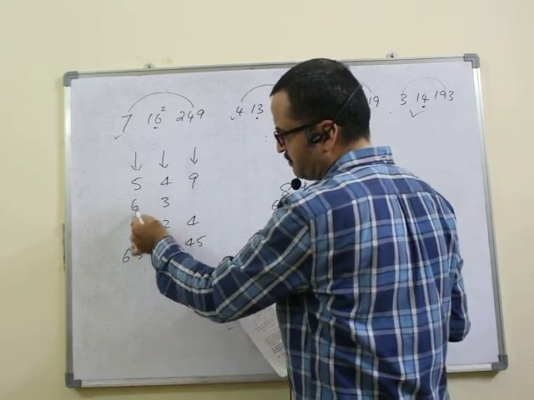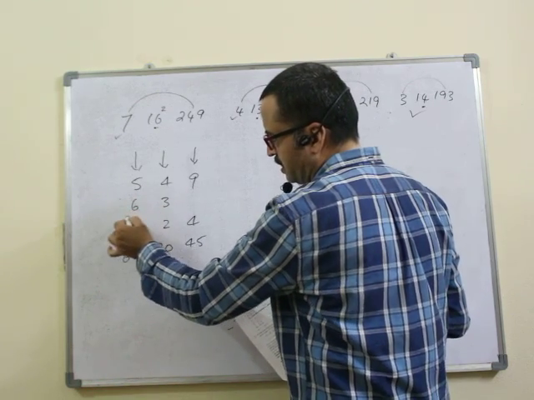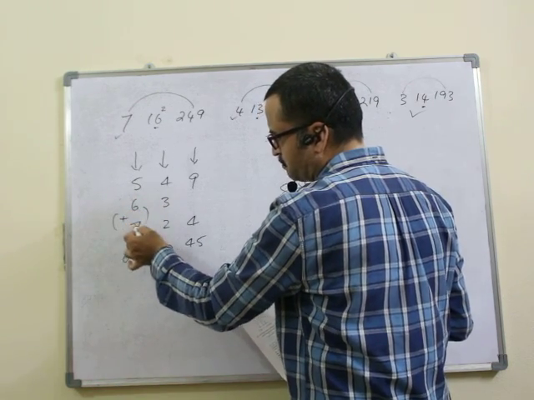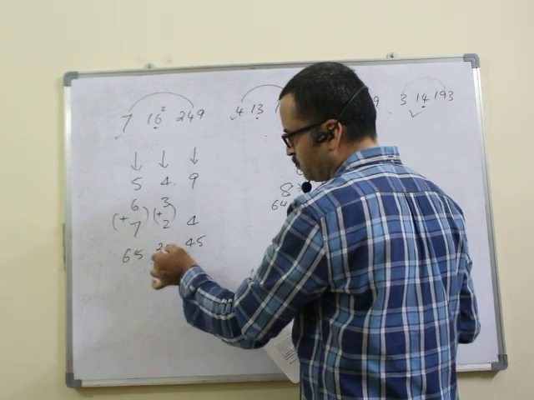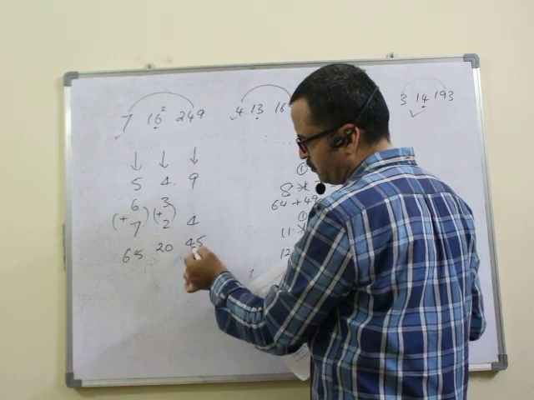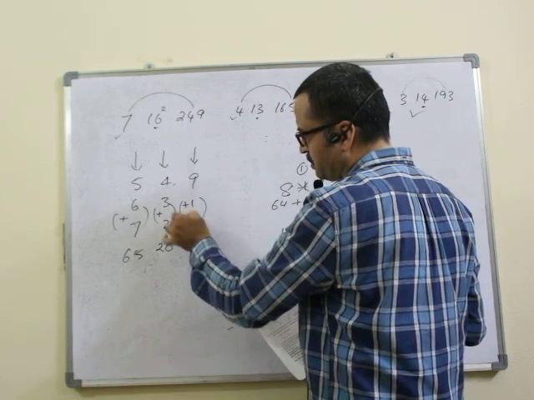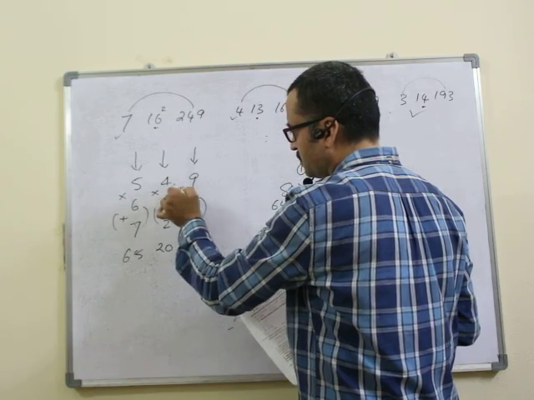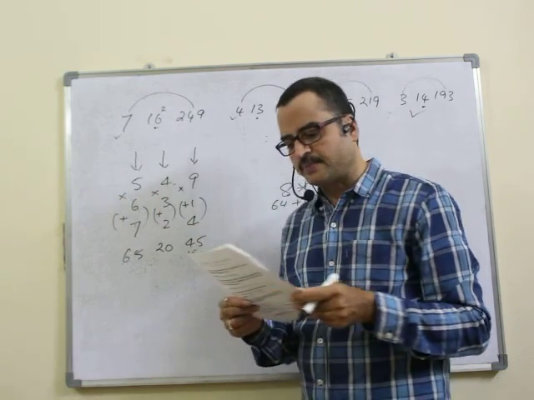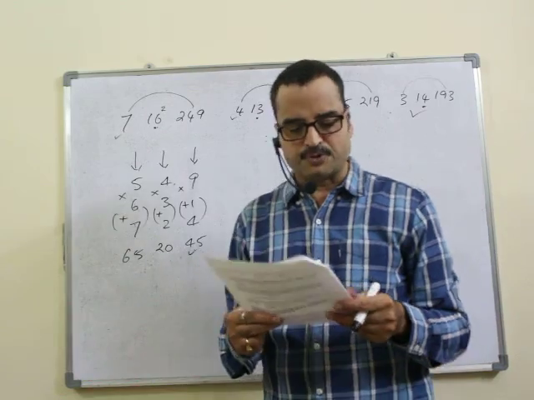See, 6 plus 7, 13. 13 into 5 is 65. So first of all, they've added these two. In the same way, 3 plus 2, 5. 5 into 4 is 20. So in the same way, if I want to get 45, 4 plus 1, 5. 5 into 9 is 45. Understood? 45. So the answer is 1. So 21st question, fourth option.